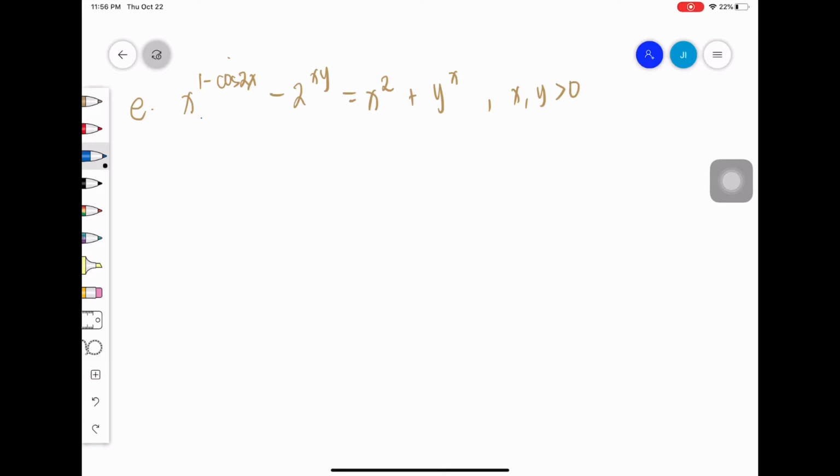Hello, for this part, let's try to answer letter E, wherein we are given the equation x raised to 1 minus cosine 2x, minus 2 raised to xy, equals x squared plus y raised to x, whenever xy is positive. We can take note that the first term is a function of x raised to a function of x, and the second term is just a number raised to a function of x.